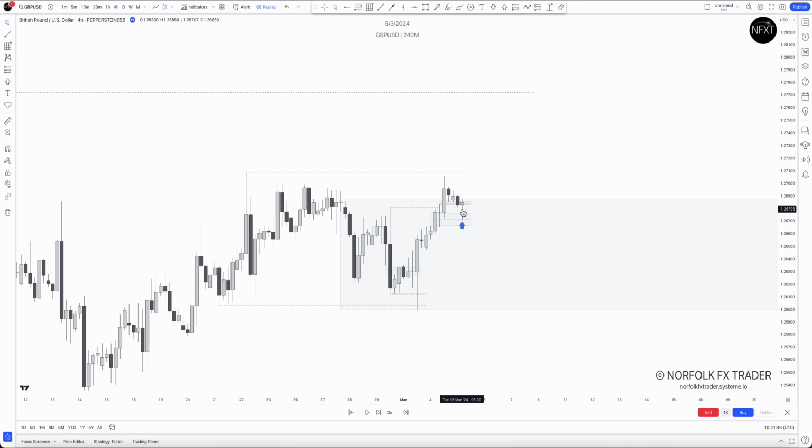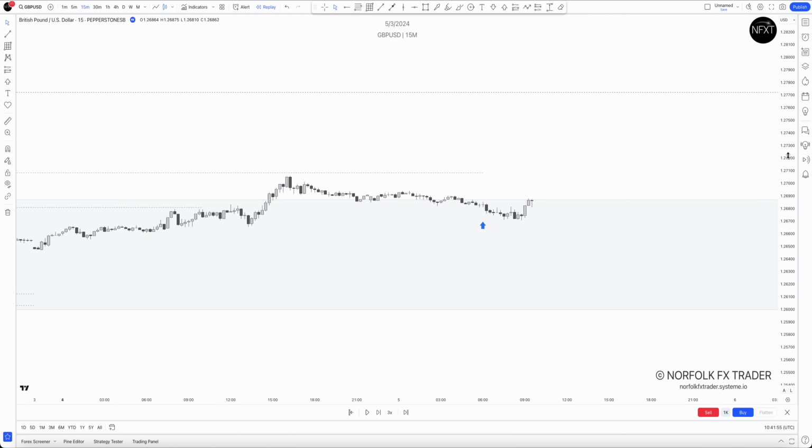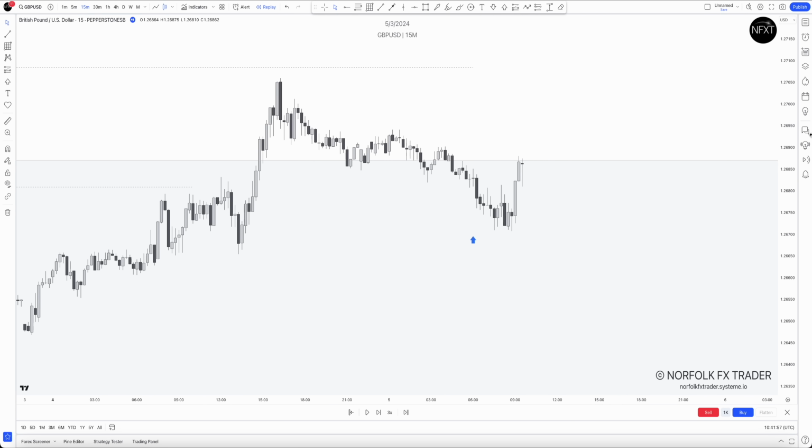So at this point, I'm now very bullish. I'm thinking, okay, we'll need to be looking for potential buys here. That's why I go down to my 15-minute time frame. I'm now looking at a potential reversal.